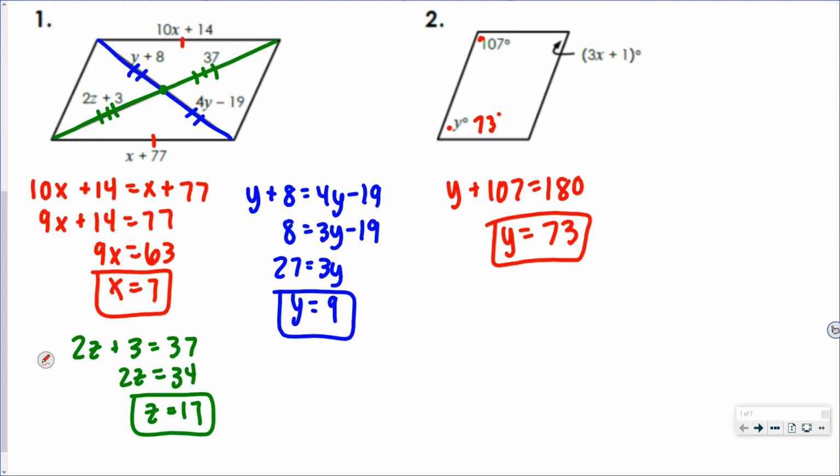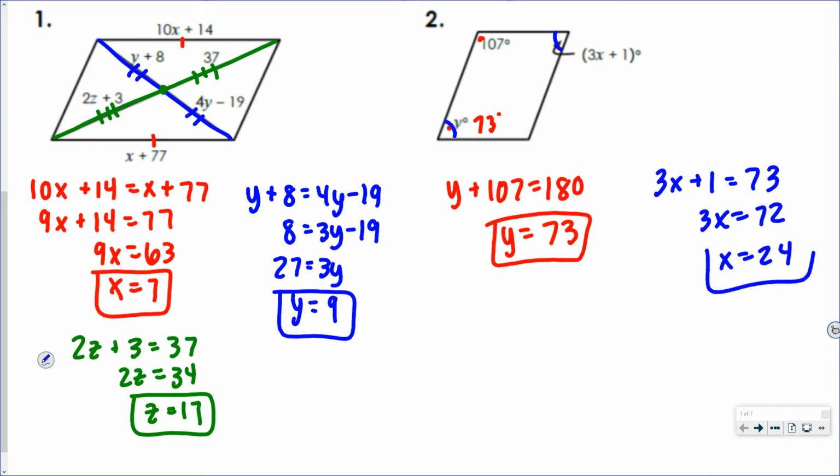What do we know about opposite angles in a parallelogram? They're congruent. You need a shout out. They're congruent. So to find x, I know that has to also be 73 degrees. So x is 24. Okay. Nice. That's right. And then we have this graphing one.